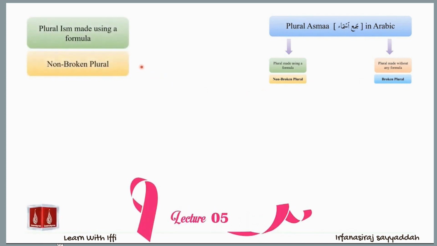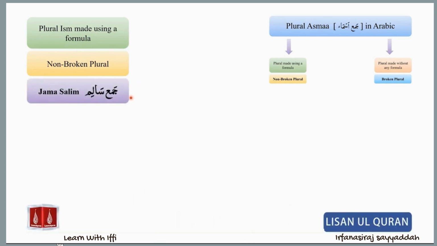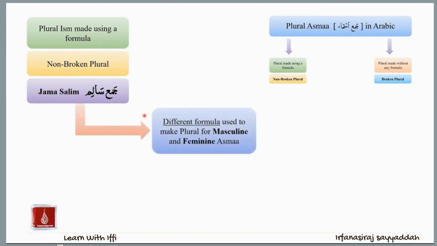Non-broken plural are plural asma that are made using a formula. Another terminology for non-broken plural is Jama Salim. Salim means something which is intact or non-broken. Since Jama Salim or non-broken plural are made using a formula, it is important to know that a different formula will be used to make plural for masculine and feminine asma when it comes to non-broken plural.